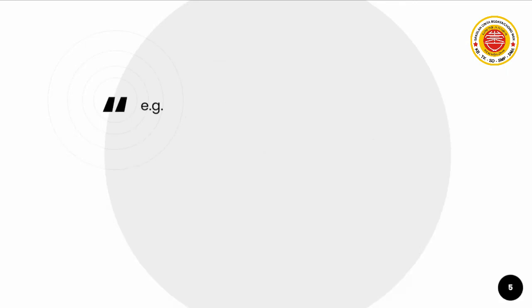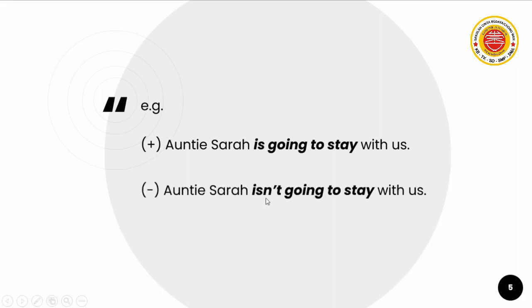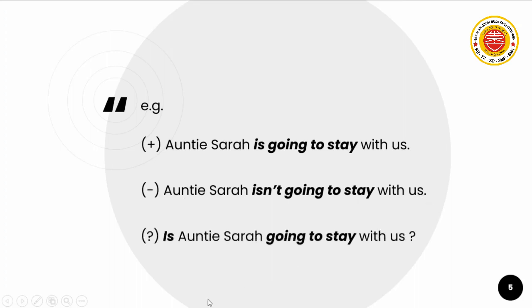For example, Auntie Sarah is going to stay with us. Auntie Sarah karena cuma satu orang, so we have to use is. Auntie Sarah is going to stay with us. Negative sentence, Auntie Sarah isn't. Is ditambah not jadi isn't. So Auntie Sarah isn't going to stay with us. Questions? Is Auntie Sarah going to stay with us? Question mark. Jadi untuk pertanyaan, is ada di depan, baru subjek. So is Auntie Sarah going to stay with us? Jangan lupa tanda tanya.